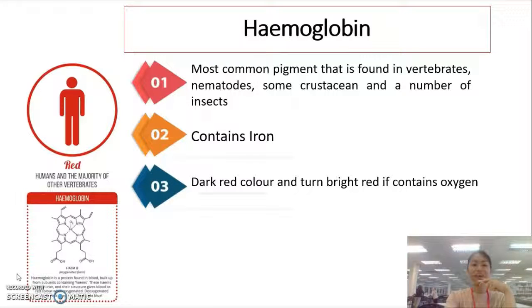So the first one is hemoglobin. Hemoglobin is the most common pigment found in vertebrates, nematodes, some crustaceans, and a number of insects. It contains a heme group, which contains the metal ion that gives the blood its red color. Its color is dark red when it is deoxygenated and turns to bright red when it is oxygenated.